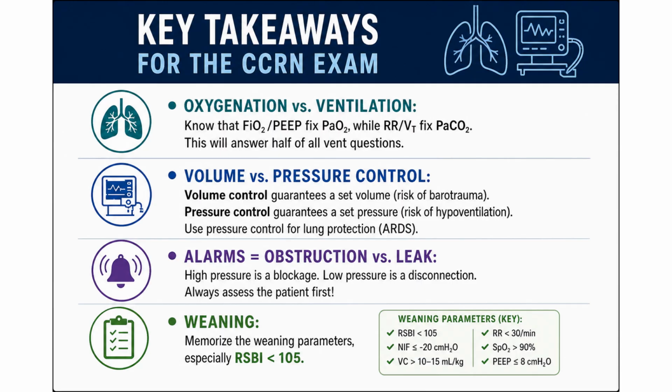Let's summarize. First, remember oxygenation versus ventilation. FiO2 and PEEP fix oxygen. Rate and tidal volume fix CO2. Second, know the difference between volume and pressure control. Volume control gives a set volume, while pressure control gives a set pressure. Third, for alarms, think obstruction versus leak. High pressure is a block, low pressure is a disconnect. And finally, memorize those key weaning parameters, especially an RSBI of less than 105.